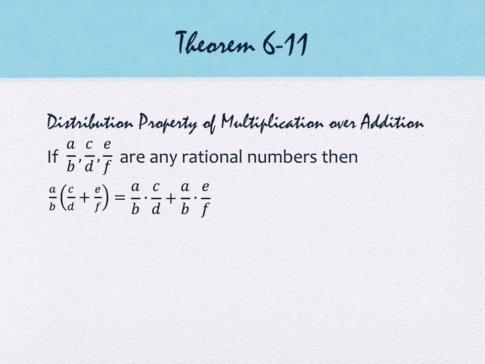Theorem 611 is the distribution property of multiplication over addition. It happens to work over subtraction as well. It says that if I have rational numbers a over b, c over d, and e over f, and I multiply a over b times the addition of c over d plus e over f, then I'm going to simply distribute a over b through to each of my individual fractions. So the a over b gets multiplied by c over d, and the a over b gets multiplied by the e over f. Okay, so it's the same distribution property that we had for integers and whole numbers as well. Works the same way.